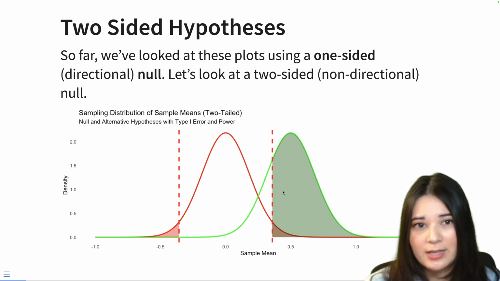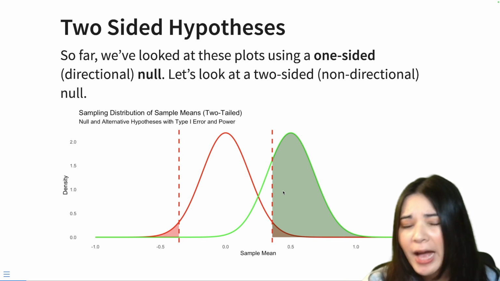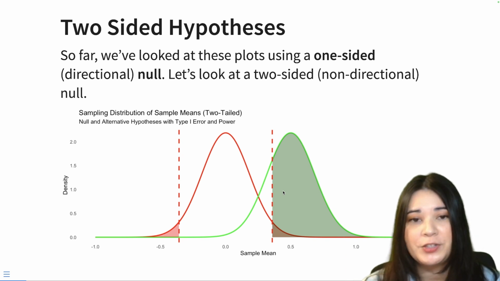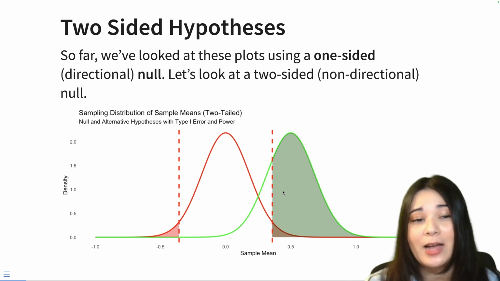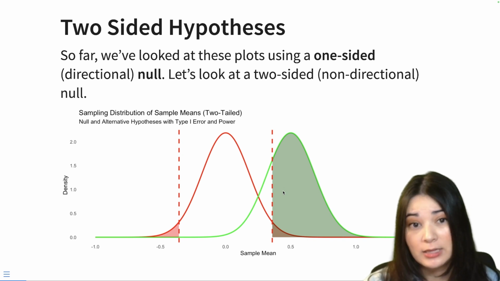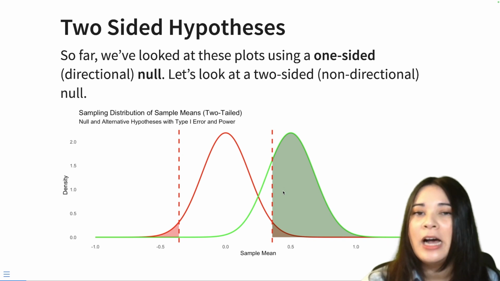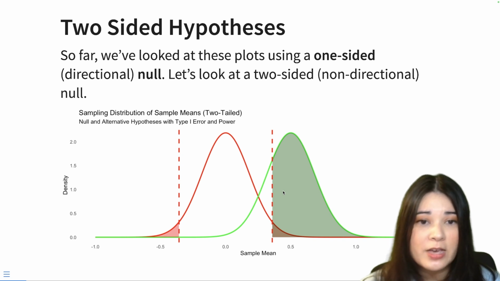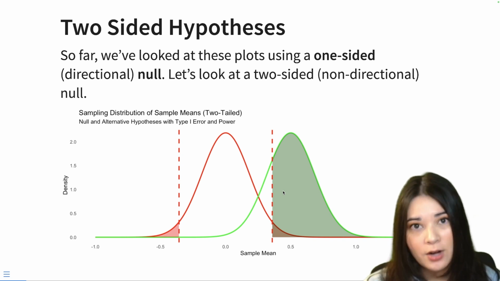So in the previous lectures, when we looked at all of these power plots or rejection region plots, we typically looked at ones that had one-sided or directional nulls, because visually it's just a little bit easier to understand. But I want to show you what this plot looks like with a two-sided, so a non-directional, null.